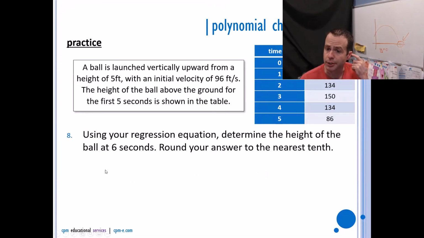So the next question says, using your regression equation, determine the height of the ball at 6 seconds. So at 6 seconds, is that an X value or is that a Y value? Okay, and that's a time value, so that's an X value. So essentially you're going to go trace 6, but a couple things we need to talk about. So I'm going to switch back to the calculator for a sec.